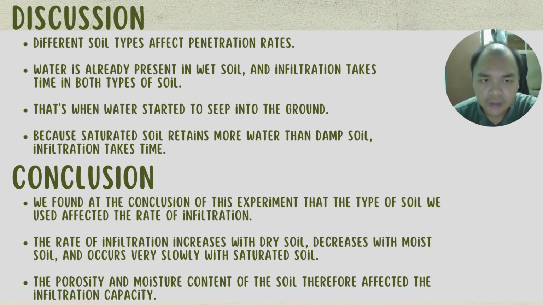So in this discussion and conclusion, we can say that different types of soil will affect the infiltration rate. The rate of infiltration will increase whenever the soil is in dry condition, while the rate of infiltration will decrease whenever the soil is in moist or damp condition, and it will occur very slowly with saturated soil. So that's all from our group for the infiltration rate experiment.